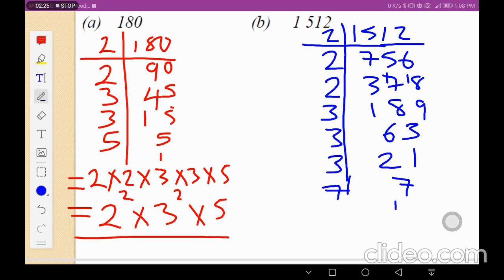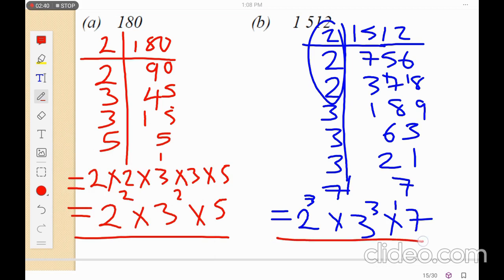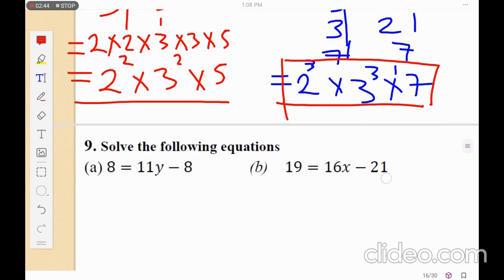So the factors are going to be 2 to the power of 3 times 3 to the power of 3 times 7. Okay, so I've written it in index form here. So this becomes our answer here. Okay, let's move on to the next one.